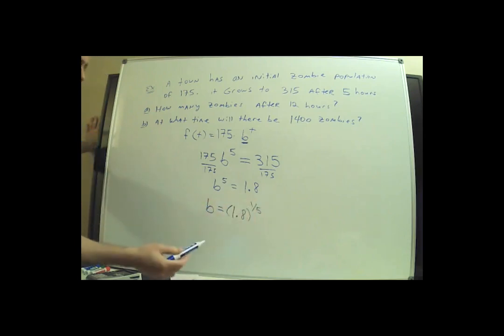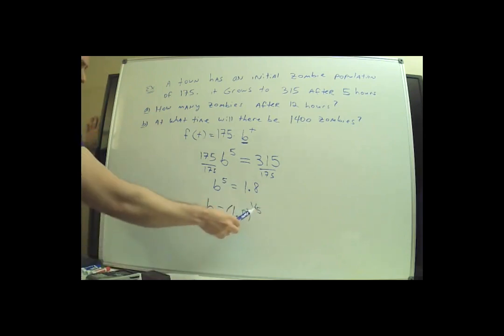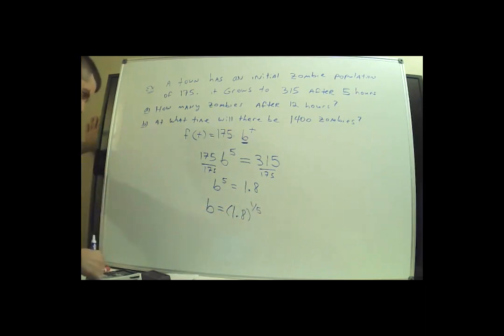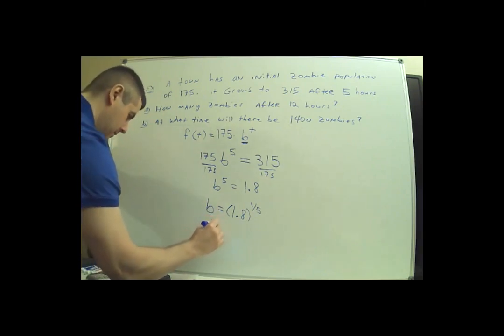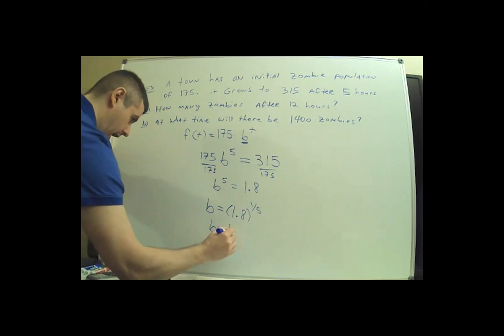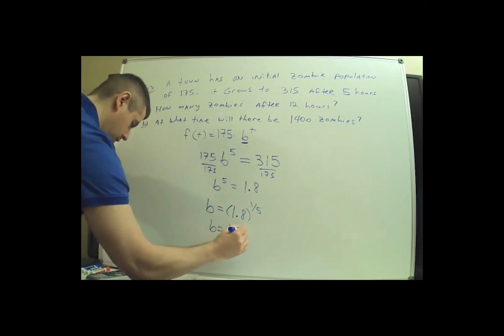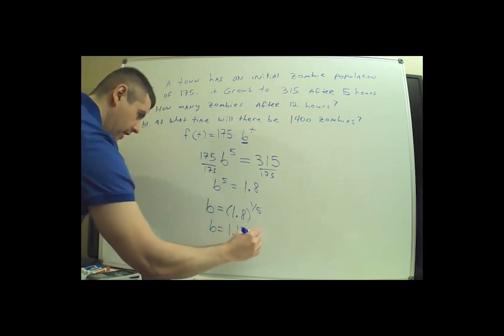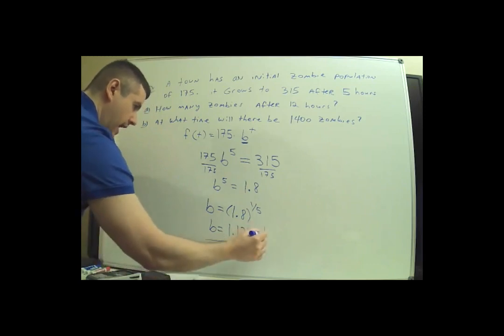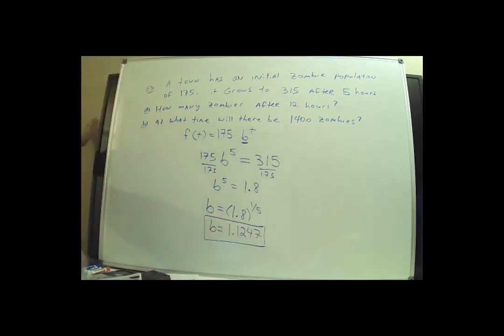Now be very careful when you do it on the calculator. Put parentheses. I would share the screen and show you on my calculator, but my calculator already crashed on me once and I'm not giving it a chance to do it again. So I'm going to put 1.8 into my calculator, raise it to parentheses 1 divided by 5, and I get 1.1247.